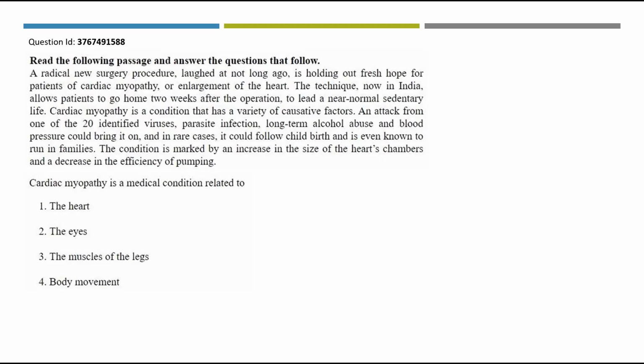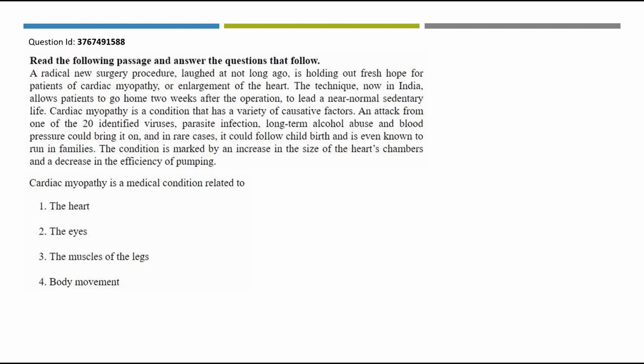Read the following passage and answer the questions that follow. A radical new surgery procedure laughed at not long ago is holding out fresh hope for patients of cardiac myopathy or enlargement of the heart. The technique now in India allows patients to go home 2 weeks after the operation to lead a near normal sedentary life. Sedentary lifestyle in the sense it's a usual lifestyle where you sit and do some works, not having much physical strains. That is sedentary lifestyle.